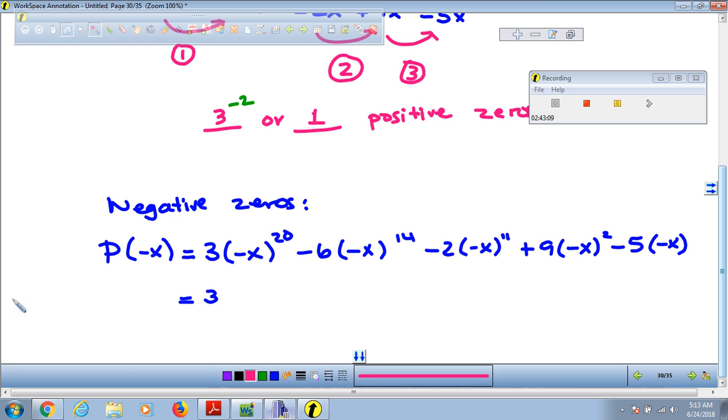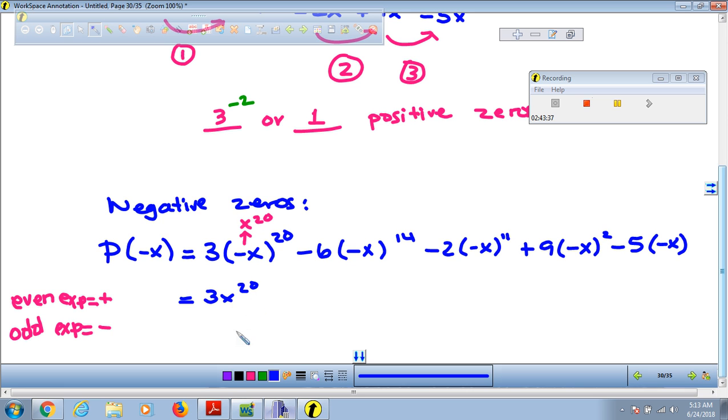once the even and the odd shortcut. So if you have an even exponent, the answer is going to stay positive. If you have an odd exponent, the answer is going to be negative. So negative x to the 20th power stays as a positive x to the 20th. And with the sign of the 3, which is positive, positive times the positive stays positive.